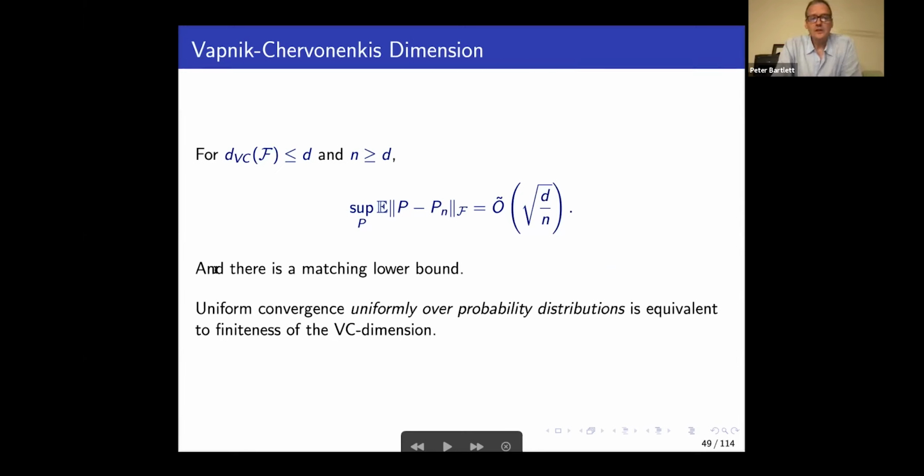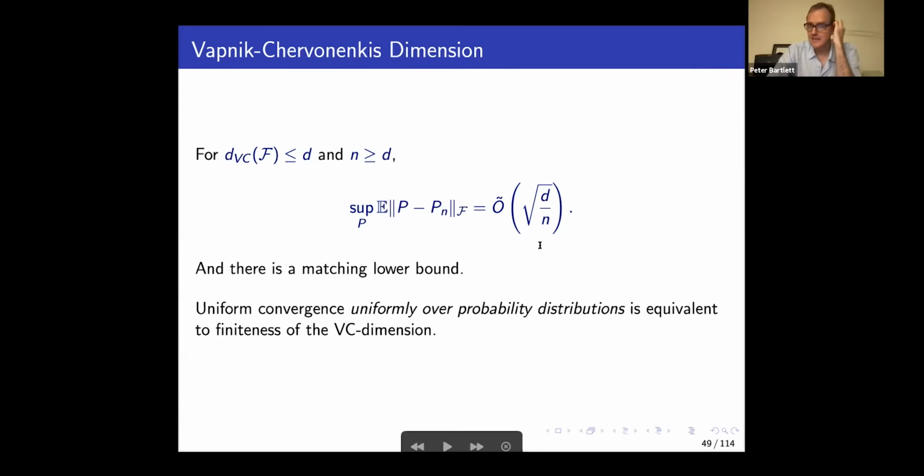So, if you want this uniform convergence property uniformly over probability distributions, so here I've written, no matter which p you have, this thing is still no more than order square root d over n. If you want that sort of property to hold uniformly over probability distributions, then the VC dimension is the right quantity. So finiteness of the VC dimension is necessary to have, for the worst case p, these maximal deviations go to 0. In that sense, it really characterizes what's going on.